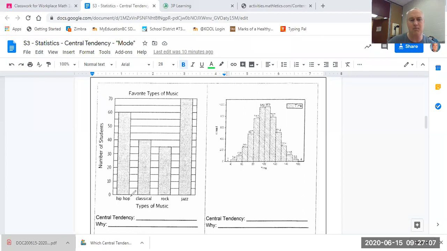We're seeing types of music, hip hop, classical, rock, jazz, and the one that's going to be most useful for us in this particular case to tell us what is most popular would be the mode, because the most frequently occurring, in other words, the one that has more than any of the others, which in this case is jazz, is going to be the one that we want to identify here. So the mode would be the most useful of the 3 central tendencies here to identify what's really going on with this data.